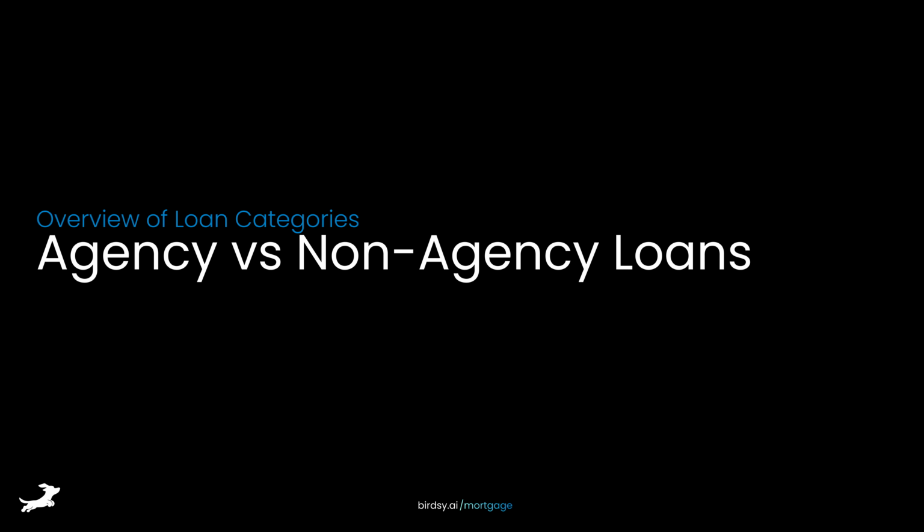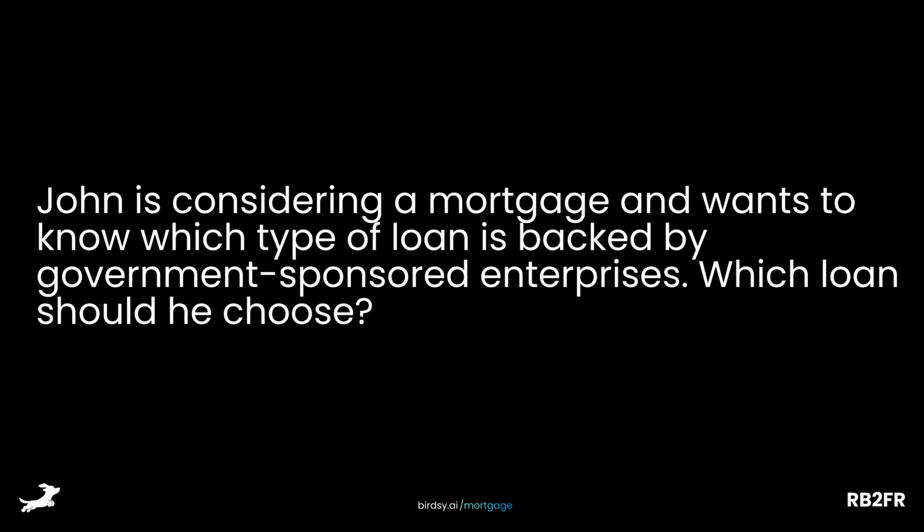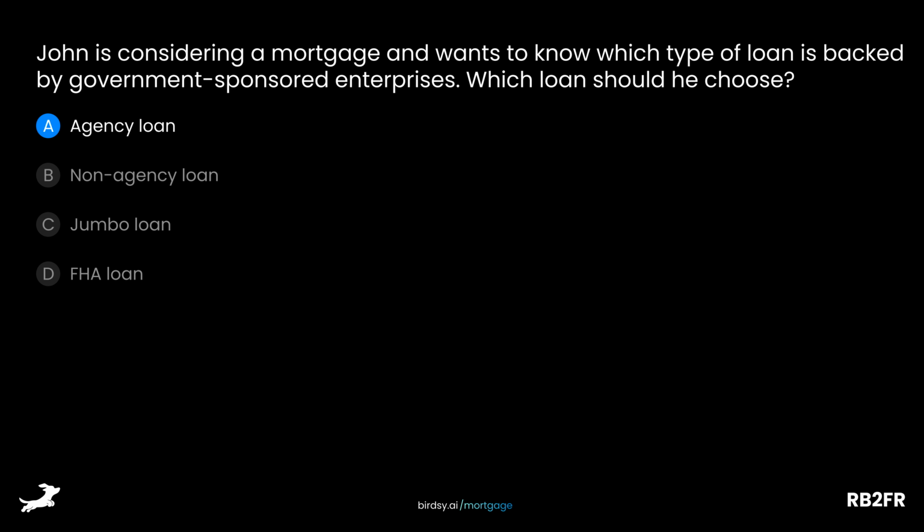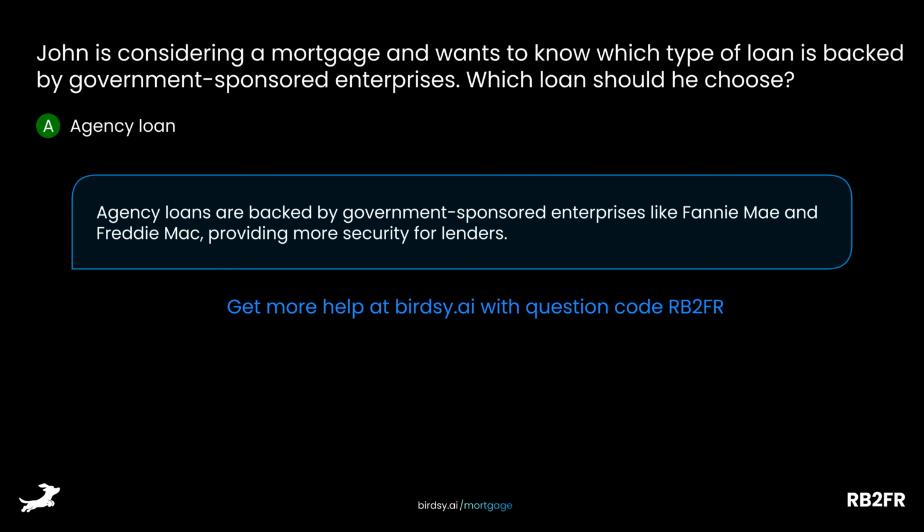Agency versus non-agency loans. John is considering a mortgage and wants to know which type of loan is backed by government-sponsored enterprises. Which loan should he choose? Is it A, agency loan, B, non-agency loan, C, jumbo loan, or D, Federal Housing Administration FHA loan? The answer is A, agency loan. Agency loans are backed by government-sponsored enterprises like Fannie Mae and Freddie Mac, providing more security for lenders.